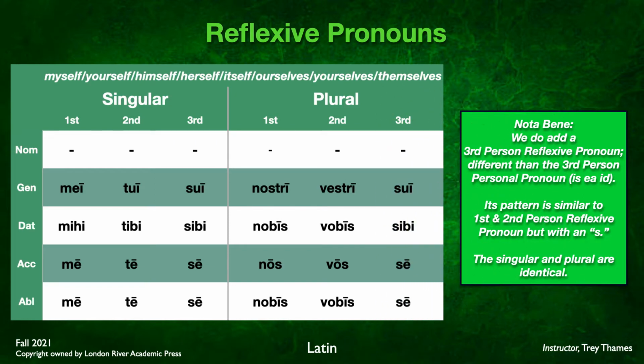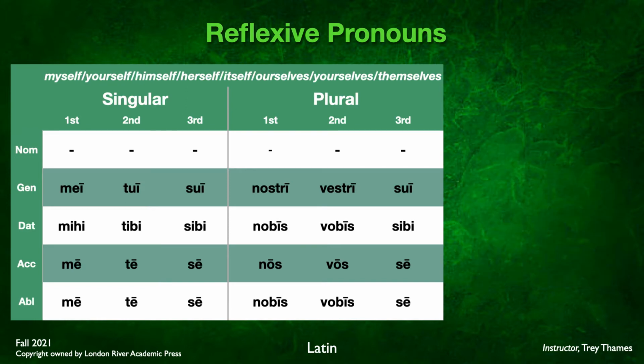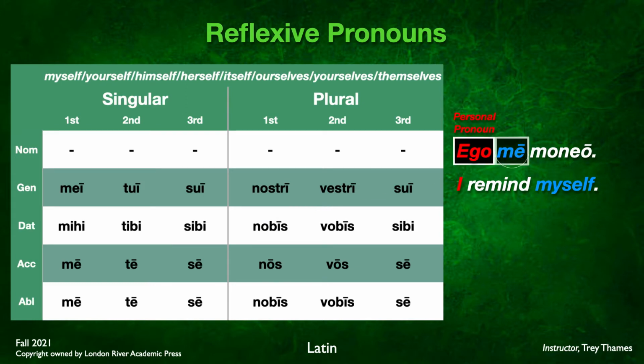Let's look at a few examples that might help us see how these relate to one another. Here's our first sentence. Ego me moneo. I remind myself. If you remember, ego here is the first person pronoun, but me is the reflexive pronoun accusative. So this me is reflecting back or bending back towards ego.